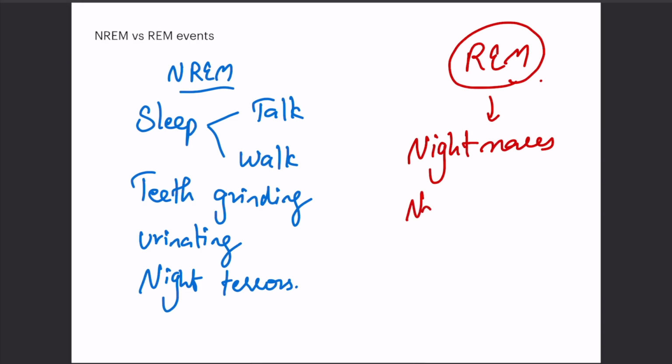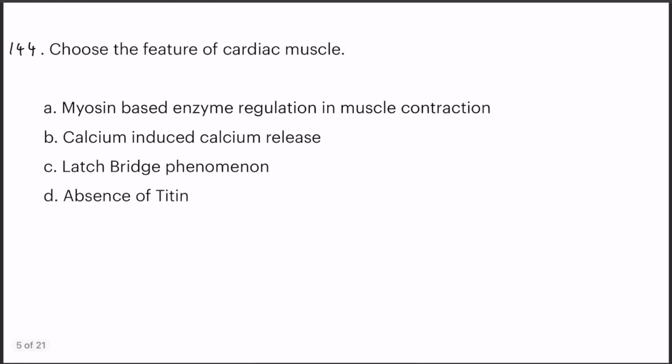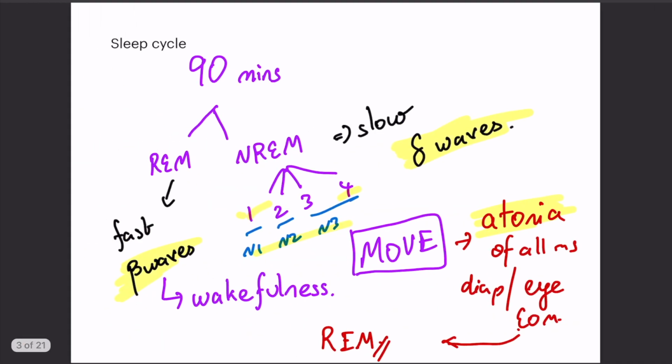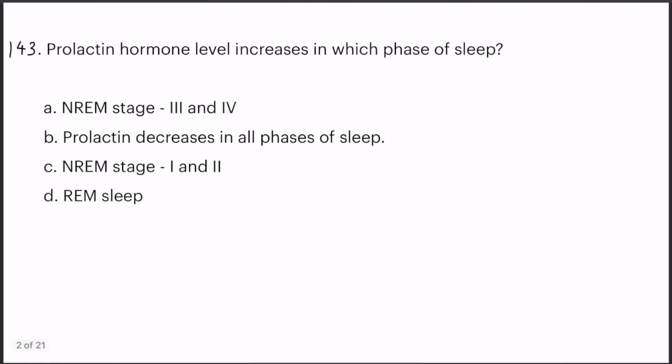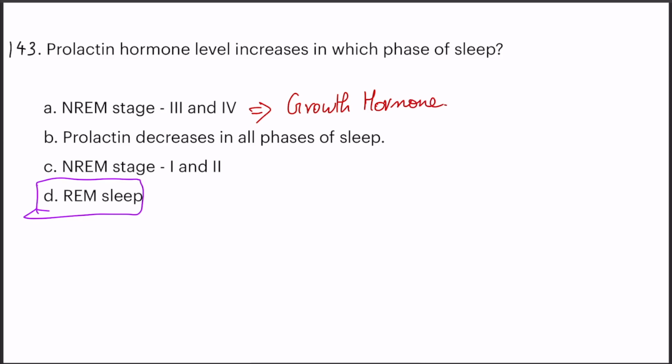One other important thing is narcolepsy. That is, the patient will suddenly fall asleep without any control. That is narcolepsy. They go into a phase of REM only. So for the question which we asked, prolactin hormone increases during REM sleep. And during NREM stage 3 and 4, growth hormone increases. Okay, so this is the answer.